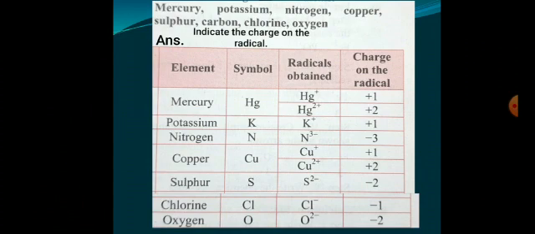Then we have seen different elements, their symbols, radicals obtained from them and charge present on the radical. In the next video we will learn how the chemical formulas of compounds are formed, with different steps to obtain the chemical formula of the compound.